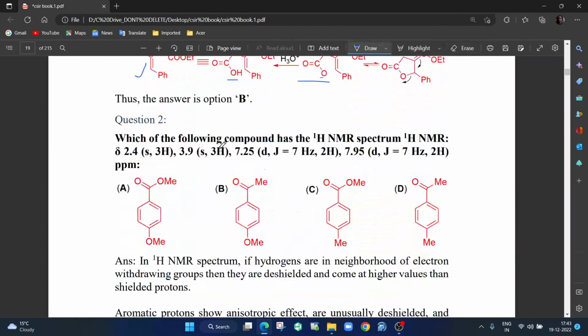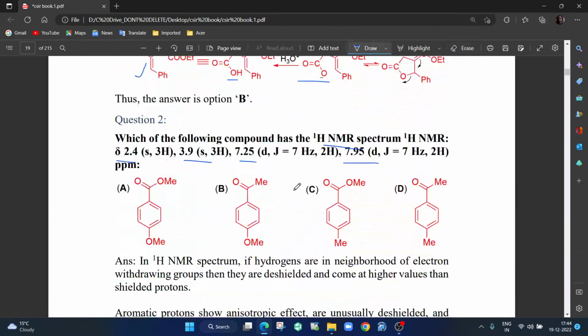Next question. So this is a bit tough question, not a bit, it's quite a tough question. You have to remember all the values. So let us revise something so that we understand. So it says which of the following compounds has a proton NMR spectrum where you are having delta 2.4 singlet 3 proton, 3.9 singlet 3 proton, 7.25 doublet, 7.95 doublet.